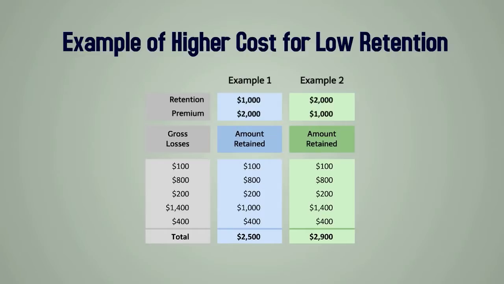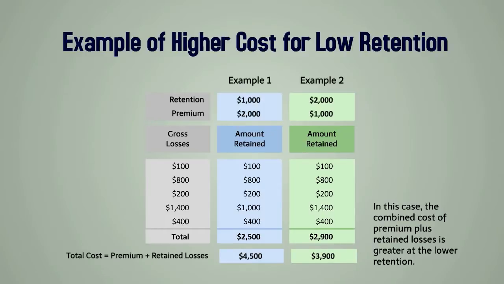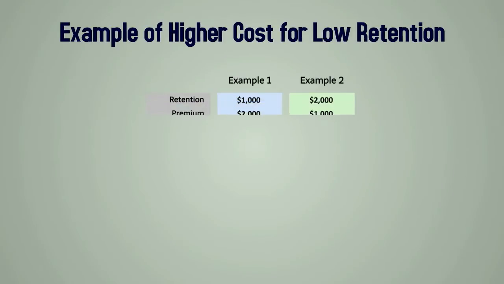in example 1 with the $1,000 retention that a fourth claim, that $1,400 claim, is going to be limited to $1,000. So our total claim amount that we're going to be responsible for is going to be $2,500. Whereas in example 2, we have a total amount of claims because we did not hit the $2,000 retention. We're going to pay all of those claims at $2,900. So in this case, the combined cost of the premium plus the retained losses in example 1 is greater at the lower retention. Now let's look at a slightly different example.